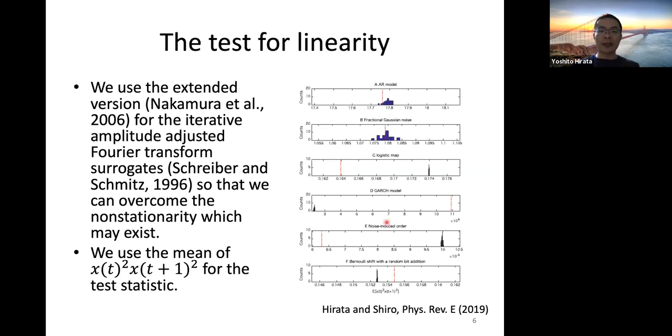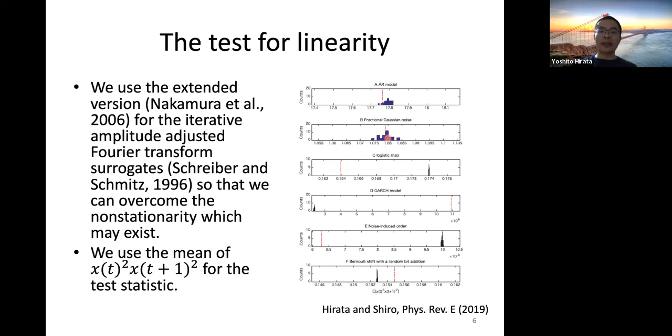The right-hand side shows the result of the test. We generated around 40 surrogate data and obtained the distribution of this test statistic for the autoregressive linear model, the fractional Gaussian model, and Gaussian noise. The value obtained from the original data, shown by the red vertical axis, is within the minimum and the maximum of the test statistics obtained from the surrogate data.